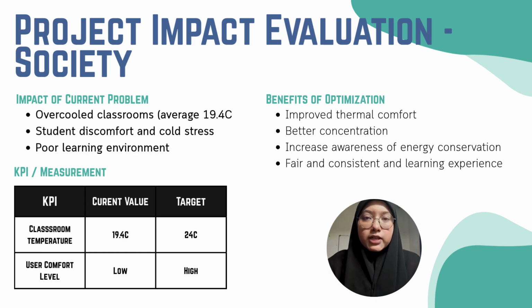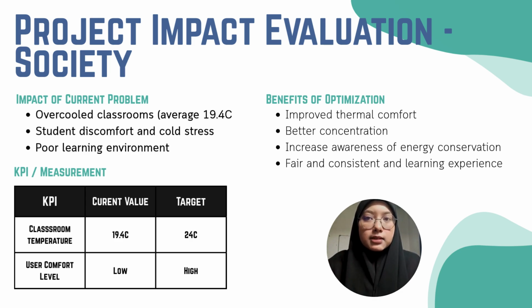As you can see, the KPI used to evaluate the issue is classroom temperature. Our current measurement shows that the average is 19.4 degrees Celsius, resulting in a temperature gap of 4.6 degrees Celsius from the target. The benefit of optimization that I can say for society is that by optimizing the air conditioning system and maintaining the recommended 24 degrees, students can experience better comfort, improved focus during lectures, and a healthy learning environment.